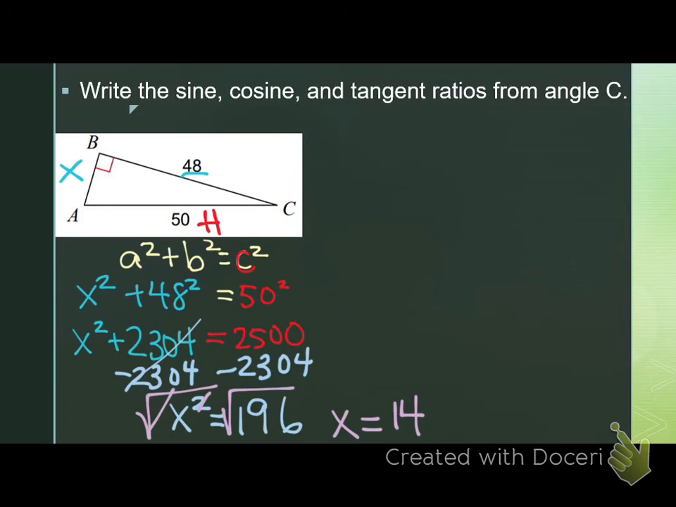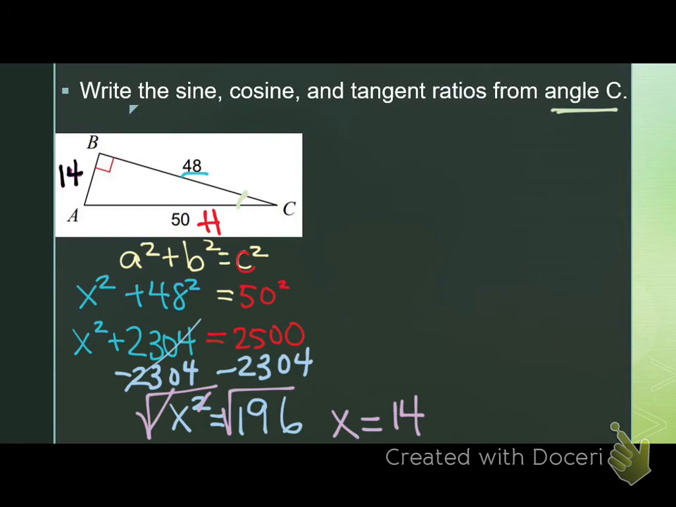So what did we just find? We found AB. So all we did was find the length of AB. Okay? We need to find sine, cosine, and tangent. So before we do that, we need to label them. We already labeled the hypotenuse. Is the hypotenuse ever going to change? No. It's always the longest side. It's always across from the right angle. But our opposite and our adjacent, they matter. We're coming from angle C, like they said in the directions.